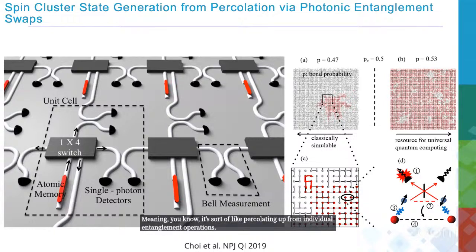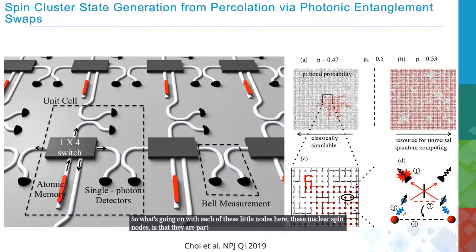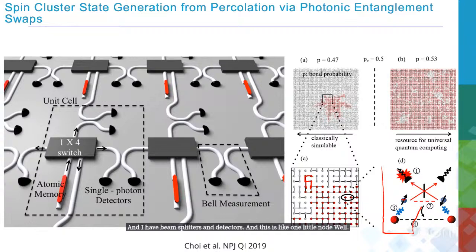So what's going on with each of these little nodes, these nuclear spin nodes, is that they are part of this system we just drew, right? So I have my electron spins and my nuclear spins, okay? And I have beam splitters and detectors. And this is like one little node. Well, actually, this box here, well, let's see. Okay, let me back up. I guess I cannot erase that.